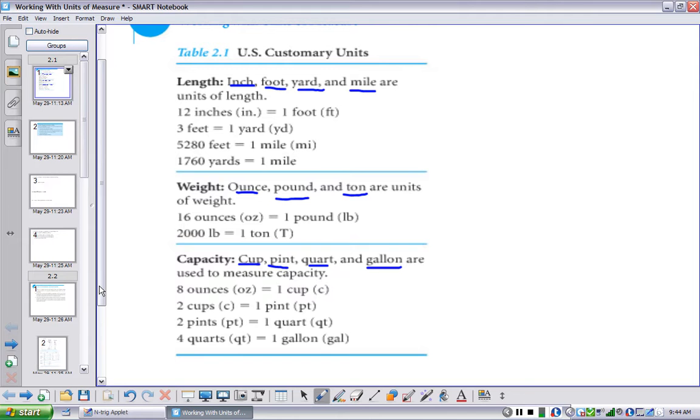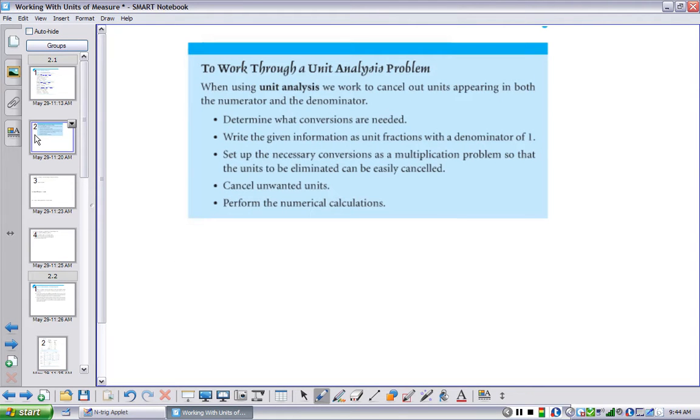Now, these measurements are not used in other parts of the world. Other parts of the world use different measurements. But as I said before, in the United States, this is what we use. Now, we're going to be converting from one unit to the other. And in order to convert from one unit to the other, we talk about unit analysis.